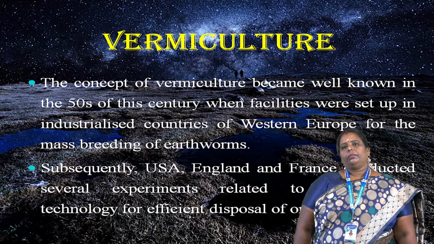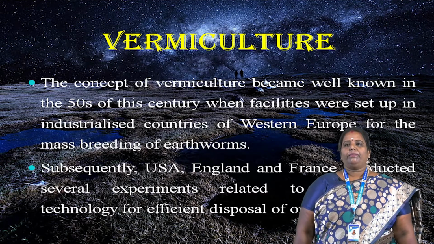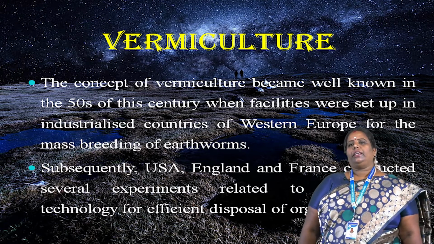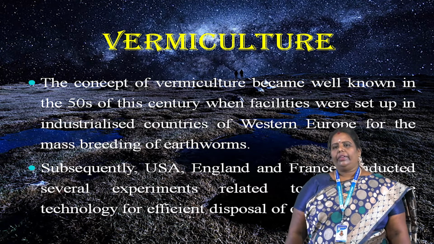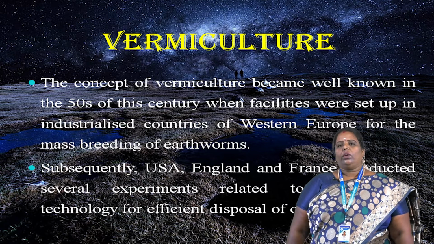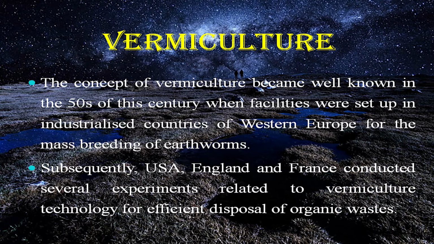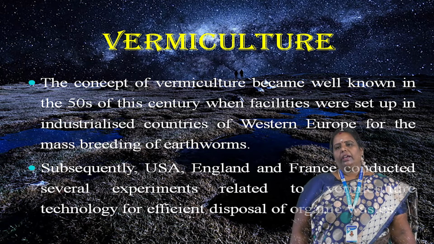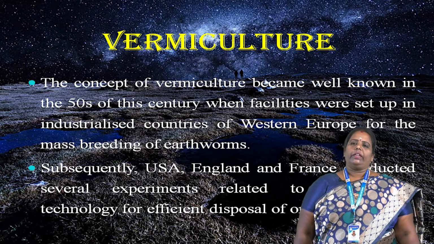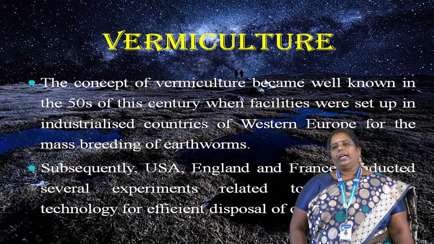Next, the concept of vermiculture became well known. For centuries in Western Europe they have used mass breeding of earthworms, which gave a large amount of manure. Subsequently, the USA, England and France also conducted several experiments related to vermiculture technology, efficient disposal of organic waste, and use on cropland, paddy fields and so on. After that, we have to know that these worms are also very important for farmers and the cultivable part.